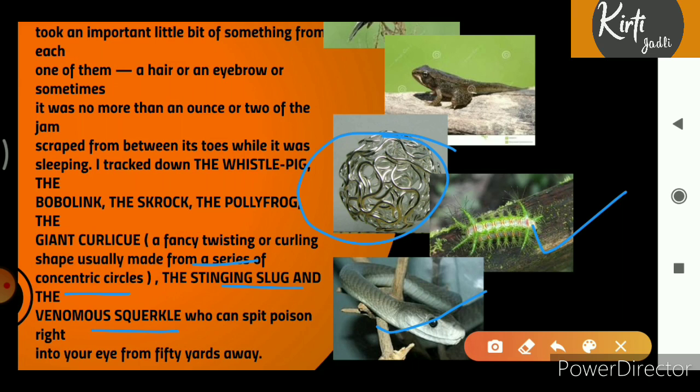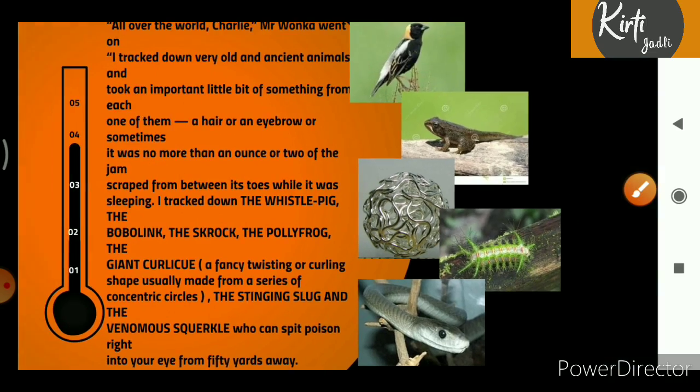So he collects parts of their bodies. It might have been a hair, it might have been some dirt which was collected on their feet, on their toes. Okay, so he collects all of these things in order to make his medicine. Some of the words which have been used here are imaginary. For example, the whistle pig and the scrock actually do not exist. They are imaginary animals that have been created by the author in order to make it fun.